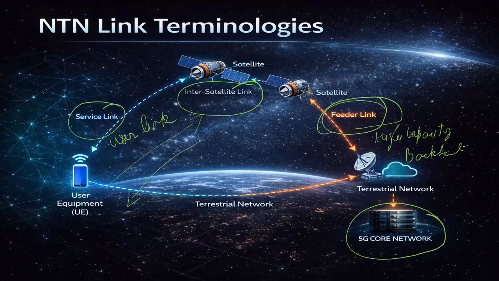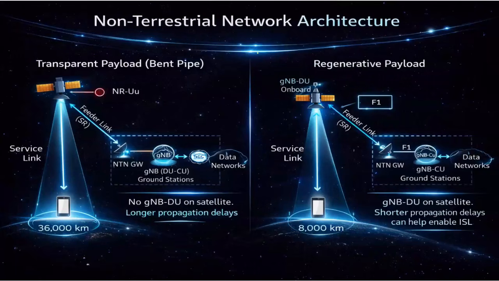And then you have the ISL, the inter-satellite link. The inter-satellite link enables direct communication between satellites. This allows data to be routed through space without immediate ground station involvement. So these operate in the sky, right? That is the inter-satellite link.